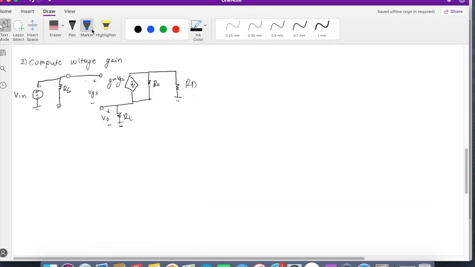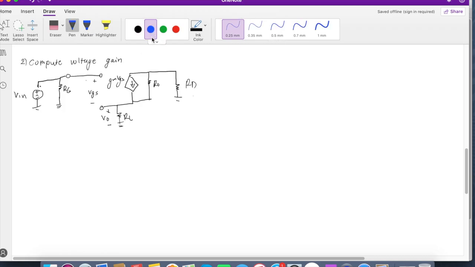Now let's compute the voltage gain. I want to point out, this is probably the hardest transistor there is. I know a lot of people who struggled with this one. There are many ways to do this, but I'm going to show you the way I think is the easiest.